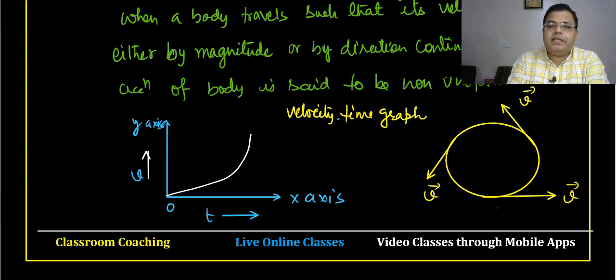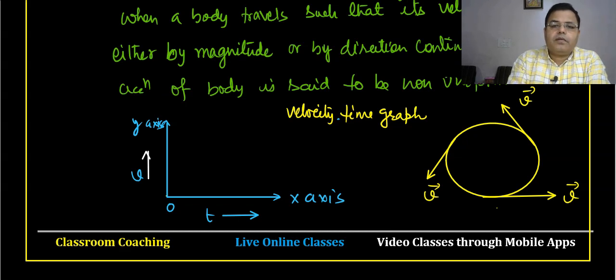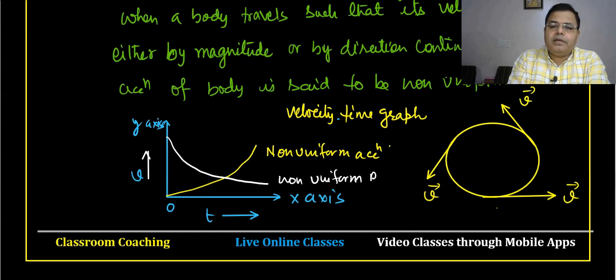If the graph is like this, decreasing, then it is a non-uniform deceleration. Here the graph is successively decreasing. So, increasing or decreasing, let me draw it in a single graph. This is non-uniform acceleration, and if the graph is like this, with velocity decreasing, then this is called non-uniform deceleration, or non-uniform retardation.